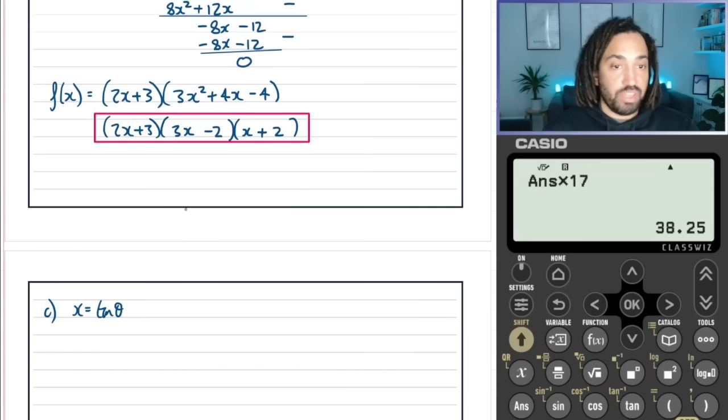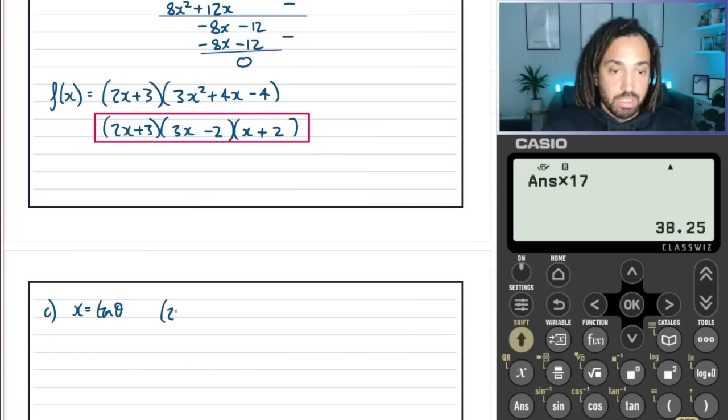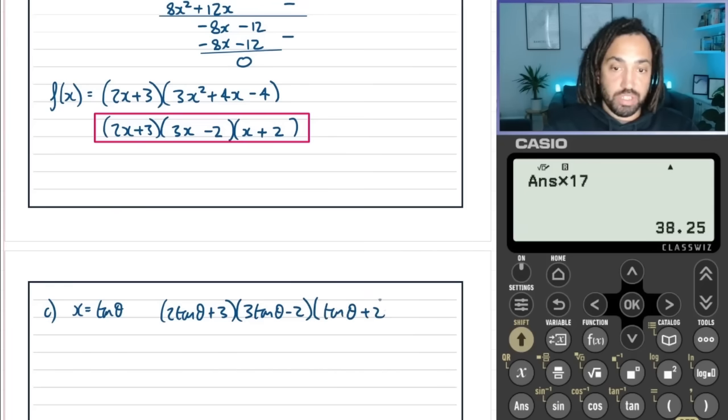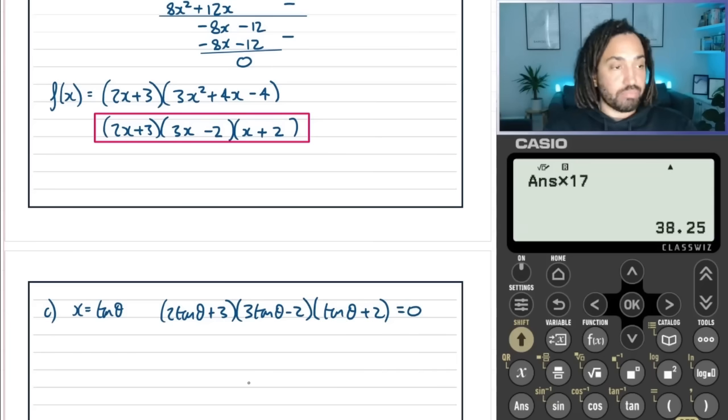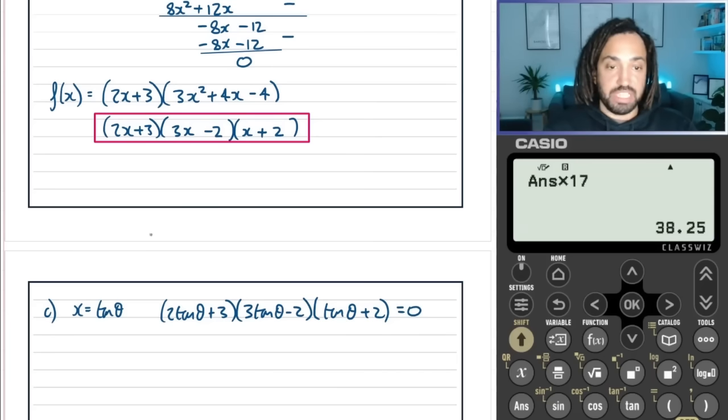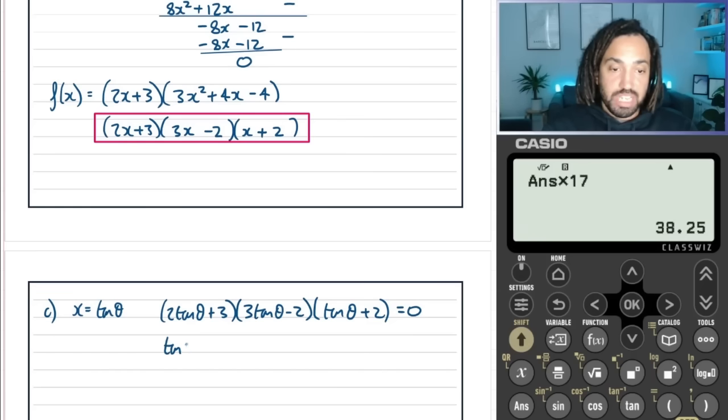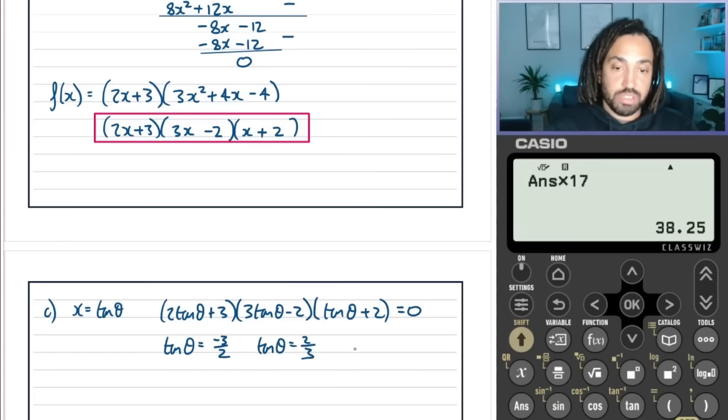And if we solve this equation here, so we have 2 tan theta plus 3 multiplied by 3 tan theta minus 2 multiplied by tan theta plus 2 equals 0. So we've swapped out the x's for tan thetas. So therefore tan theta is equal to minus 3 over 2, or tan theta is equal to 2/3, or tan theta is equal to minus 2.